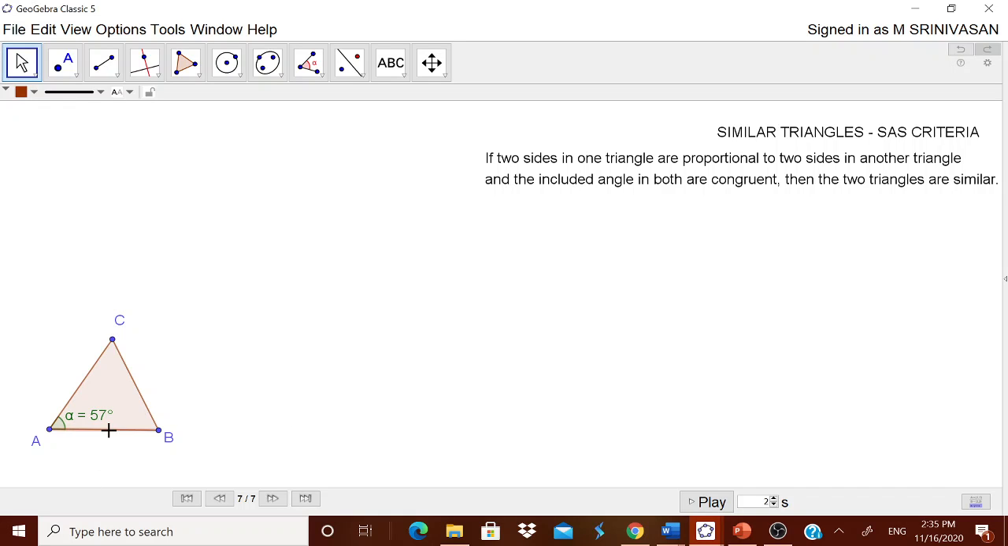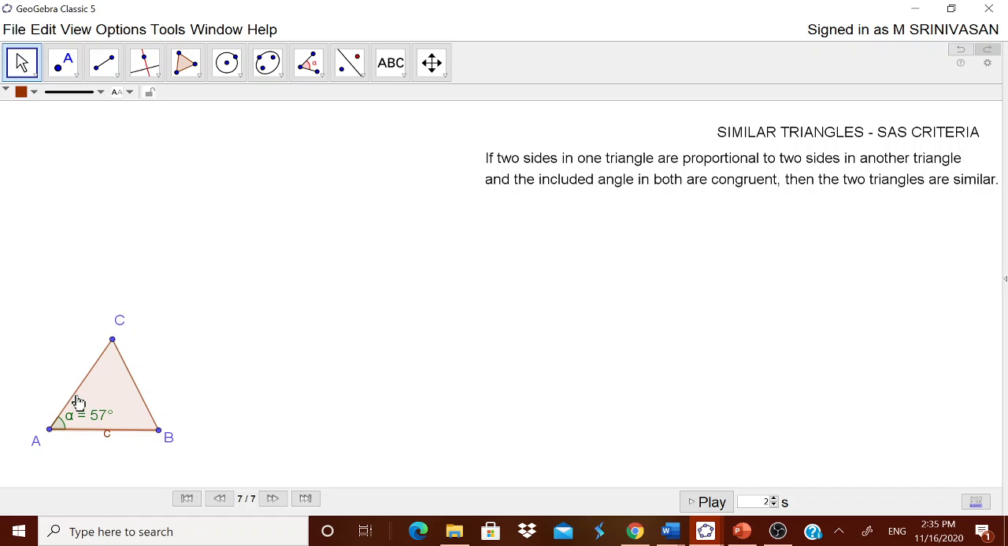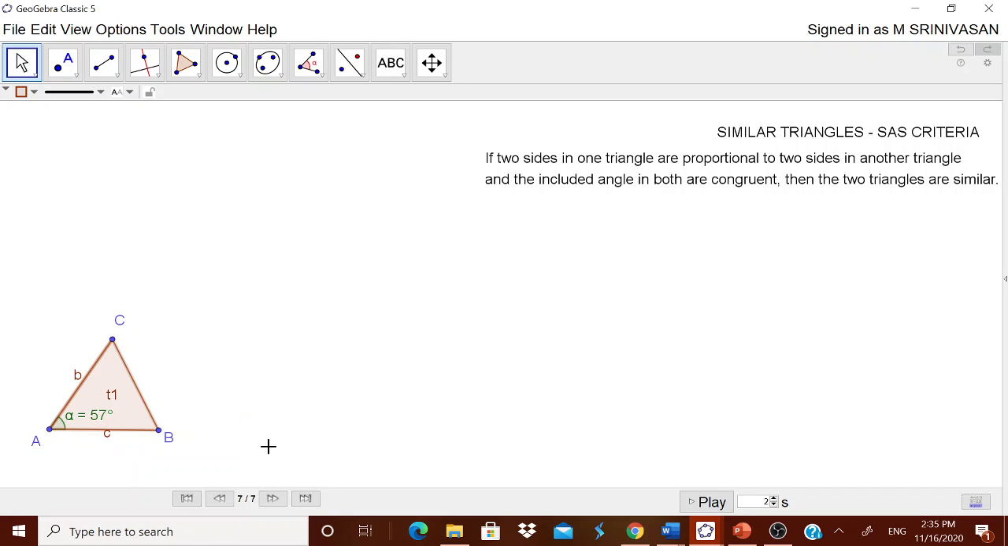Well, let me see what is that AB. Therefore, in object properties, I will show only the label, and AC also I will show only the label. I don't want the value of it because the value varies. But the variables are B and C here and the angle is alpha. When I move it, C changes, B changes, alpha changes and so on. You know it.